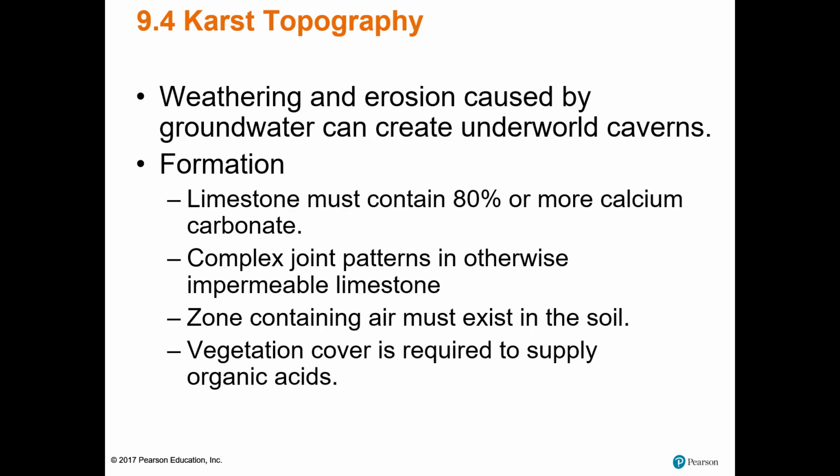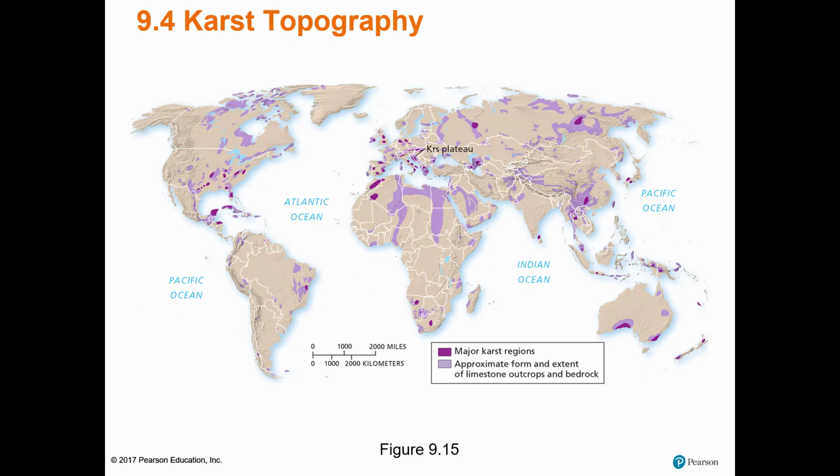So now we're going to talk about weathering and erosion caused by groundwater, and this creates underworld caverns. And the formation occurs because limestone that contains 80% or more calcium carbonate is present in a lot of the world's landscapes. There are complex joint patterns in otherwise impermeable limestone. There is a zone containing air, and that must exist in the soil in order for these caverns to form. And the vegetation cover is required to supply the organic acids. So, organic means living, and the acids in this process come from the vegetation.